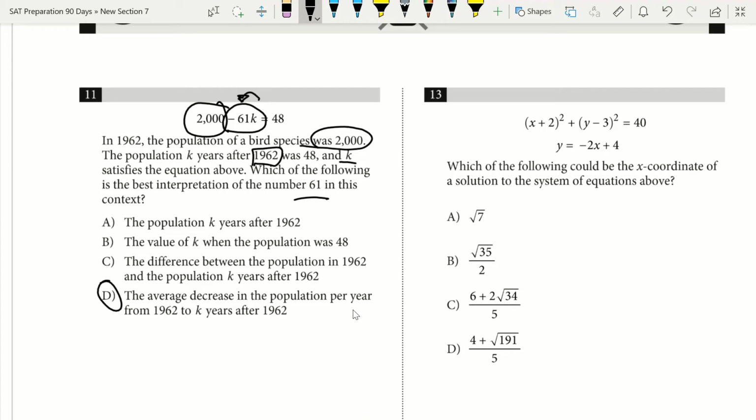The answer, the average decrease in the population per year from 1962 to K years after 1962, is that right there. That 61 is how many birds are dying off per year from 1962 for every year after that. It's not the population K years after 1962, because that's whatever this 2,000 minus 61K would equal. It's not the value of K when the population was 48. That's incorrect as well. See the difference between the population? No, we're not dealing with difference. Whenever we have a variable next to a number, we know that that number is really dealing with our slope here. In this case, that slope is going to be our decrease in population per year.